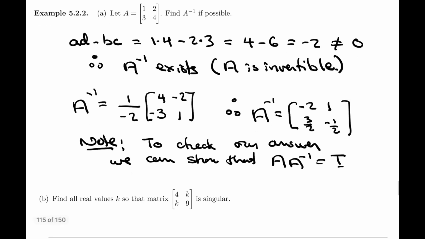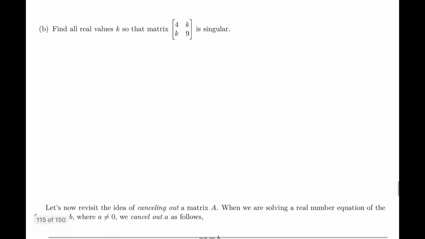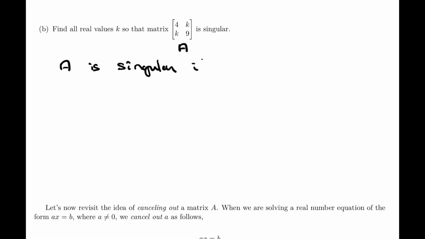Okay, and the second part of the example is: find all real values so that the matrix is singular. So remember the remark from a minute ago? We said a matrix is singular, so you can here give it a name. Let's call it A. So we'll say A is singular, so we'll repeat the remark, if and only if AD minus BC is 0 this time, right?